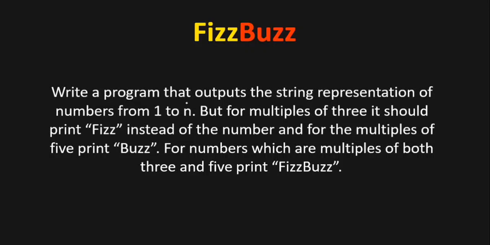In this video we're going to solve a classical coding interview question, FizzBuzz. Write a program that outputs the string representation of numbers from 1 to n, but for multiples of 3 it should print Fizz instead of the number, and for multiples of 5 print Buzz. For numbers which are multiples of both 3 and 5 print FizzBuzz.